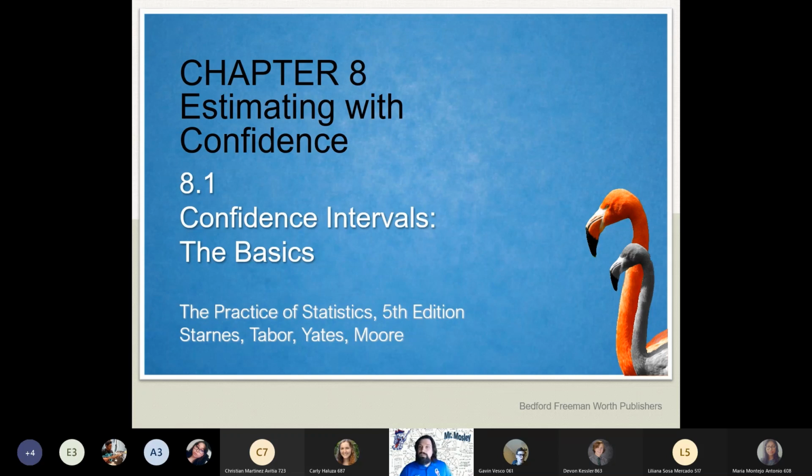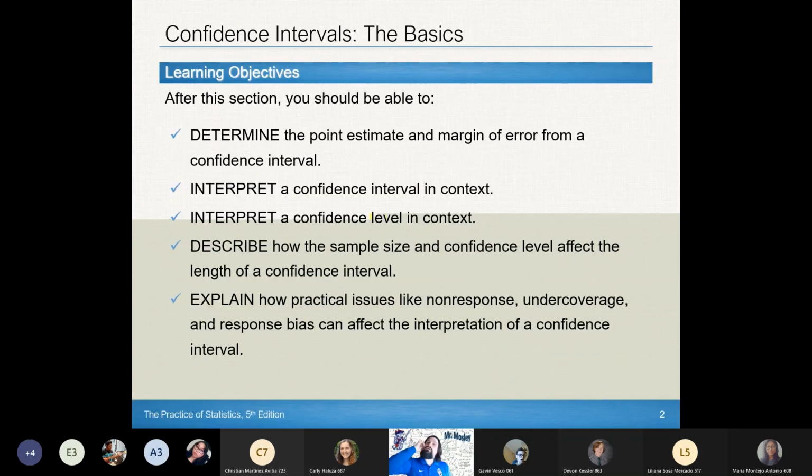All right, cool. So, Chapter 8, we're starting today, Estimating with Confidence. Section 8.1 is confidence intervals, just the basics. The next two sections we'll talk about specific confidence intervals dealing with population means and population proportions, similar to the way that Chapter 7 was broken into those two separate things to look at. Confidence intervals. All right, here's what we're hoping to learn today.